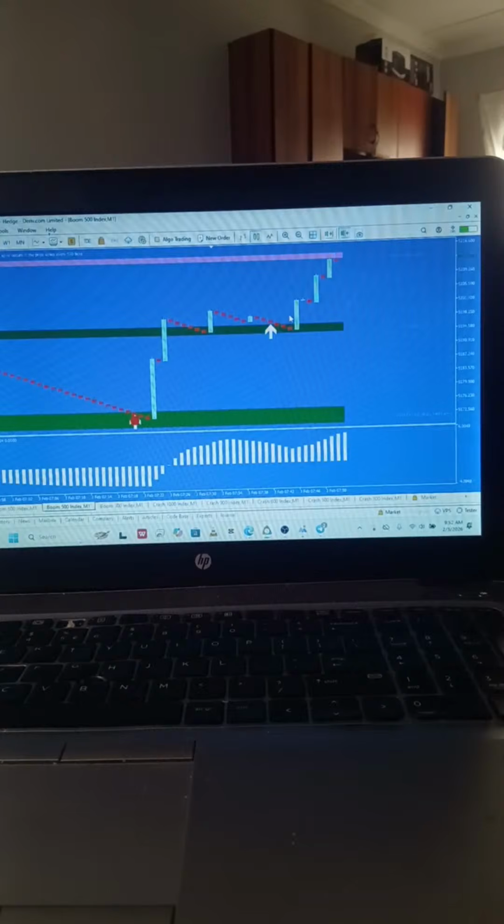This is Boom 500. Someone is asking which pair this is. This is Boom 500. You'll see that it's difficult. You don't know when exactly the spikes are going to continuously come, or whether this marks the end of the spikes. You don't know.